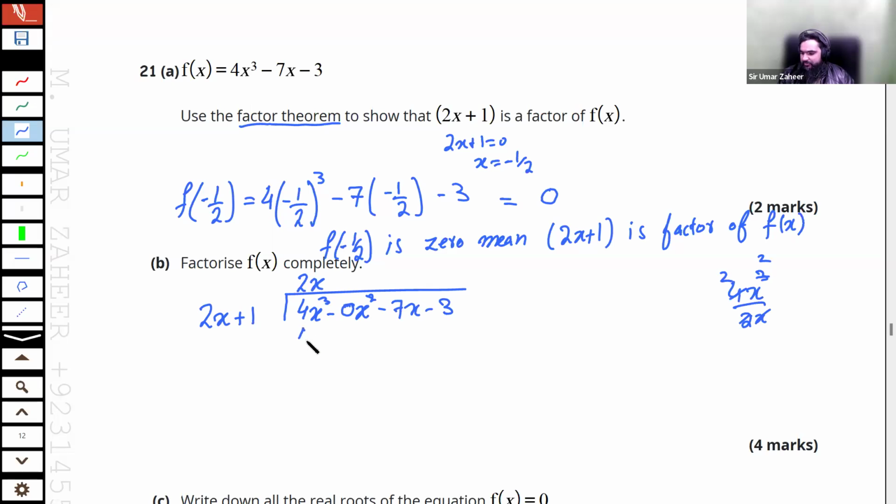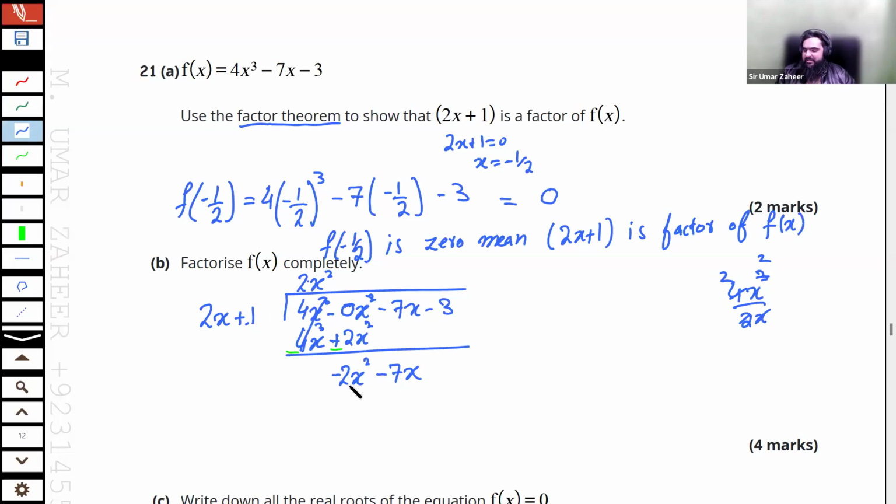2x multiplied by 2x square will be 4x cube. 1 multiplied by 2x square will be plus 2x square. Now change the sign. This value will be cancelled out. You will get minus 2x square minus 7x.